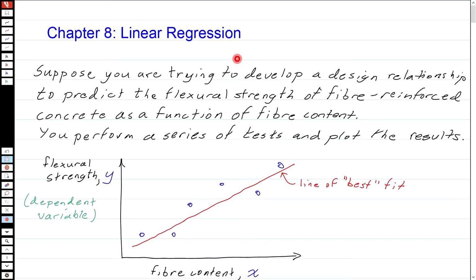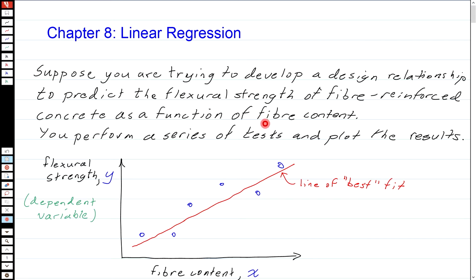Okay, so for linear regression, I think probably the easiest way is to illustrate this through an example. And my example here is, suppose you're trying to develop a design relationship to predict the flexural strength of fiber-reinforced concrete as a function of fiber content. Some recent bridges in Nova Scotia have been experimenting with this idea of reinforcing the concrete with fibers rather than with steel. This is to avoid corrosion problems because the fiber, of course, doesn't corrode.